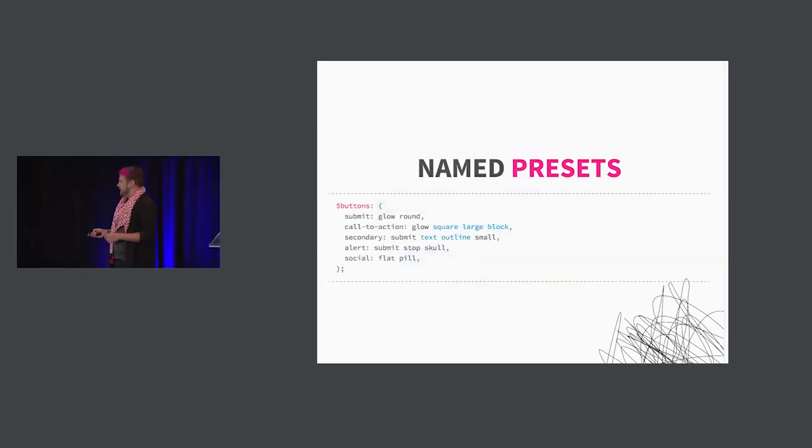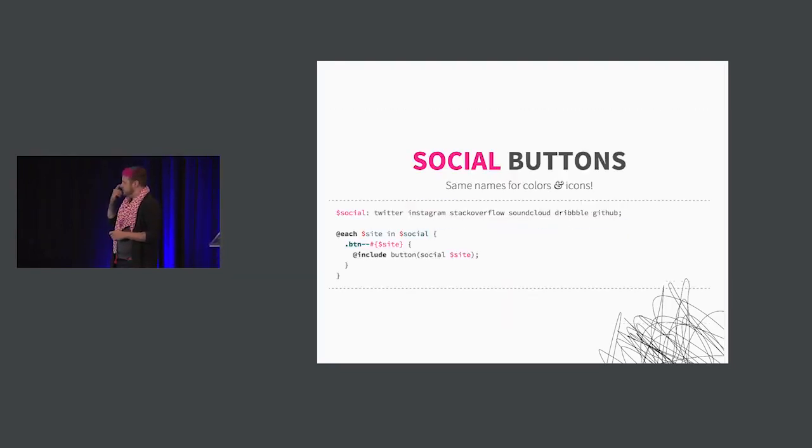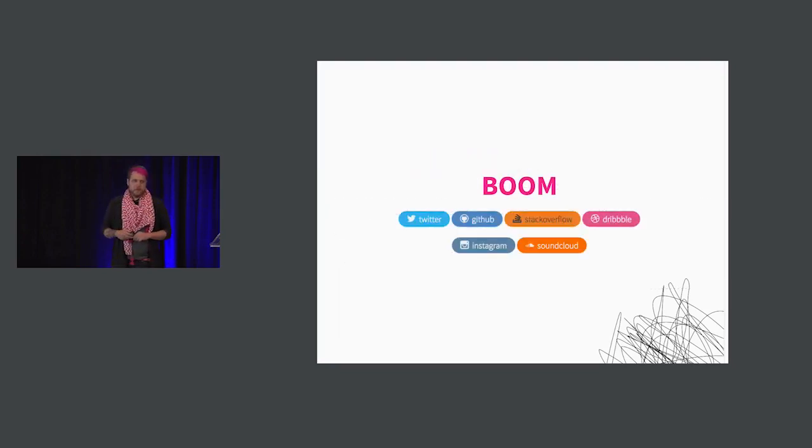So the last thing in here, we have our name presets. I wanted to just loop through the social buttons and create them. One of the cool things about the way we did this is that since it's checking each keyword and then checking each map, if we have keywords that are the same across multiple maps, we can call them with a single keyword. So if we set up colors and icons that are all named after these social sites, we just do the loop once, pass in that we want a social style button for a specific site, and it outputs, boom, there they are in the right colors with the right icons.